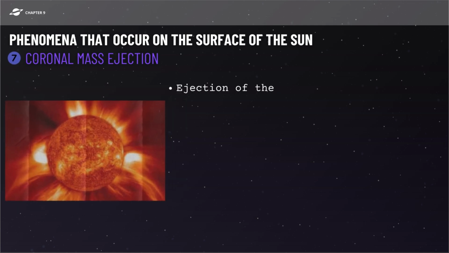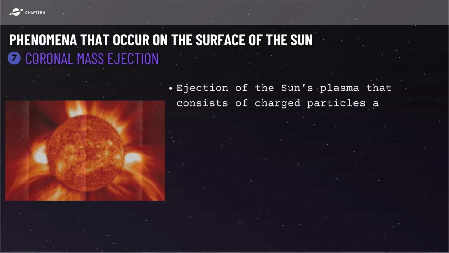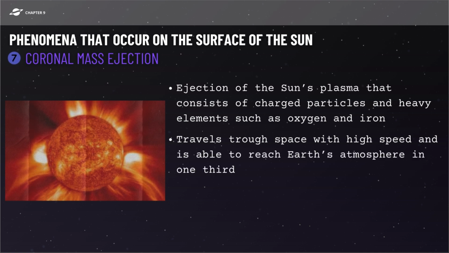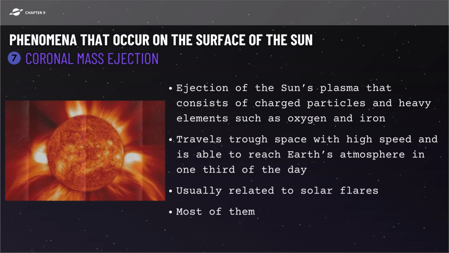Coronal mass ejection is an ejection of the Sun's plasma that consists of charged particles and heavy elements such as oxygen and iron. It travels through space with high speed, and it's able to reach Earth's atmosphere in 1/3 of a day. It's usually related to solar flares, but most of them are from sunspot areas.